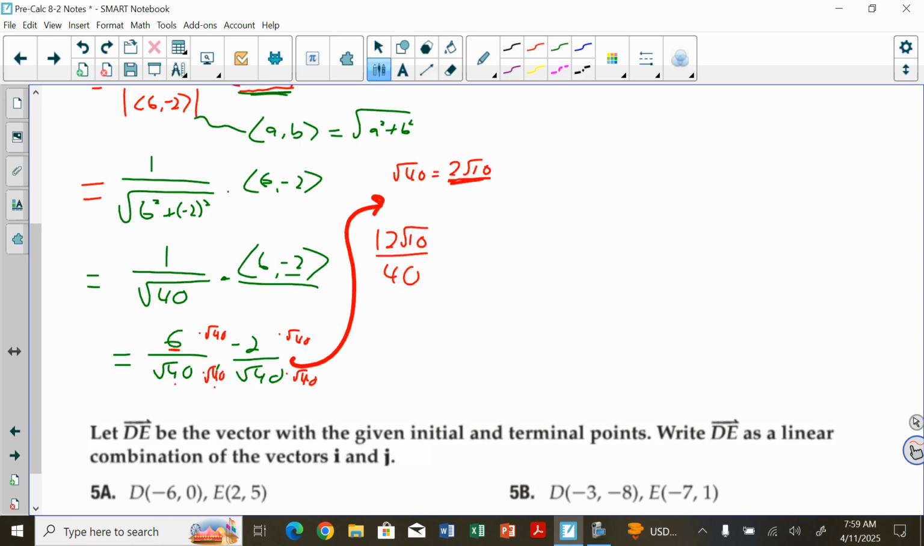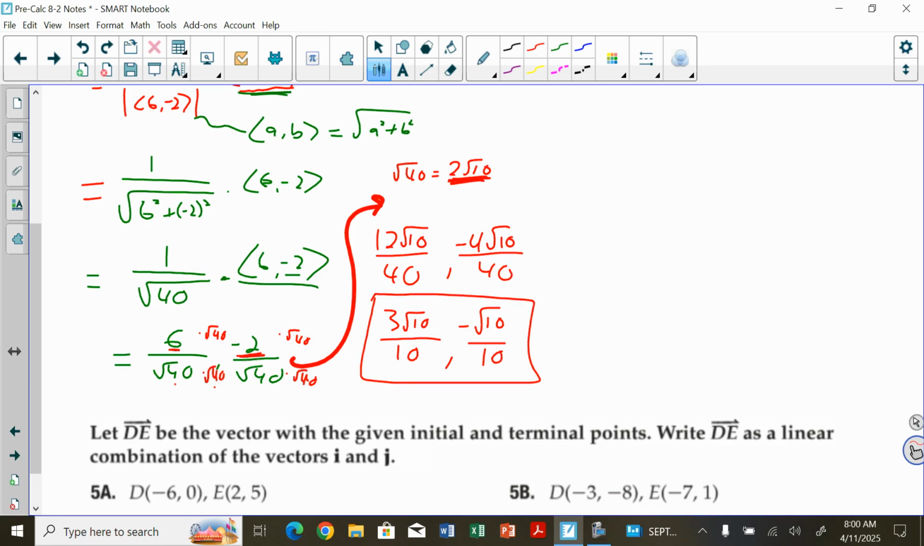Over 40, okay, comma, now I've got this negative 2 here times 2 times the square root of 10, which is going to be negative 4 times the square root of 10 over 40. Now I'm almost done because is there any reducing I can do? Sure, because 4 goes into both of those. 4 goes into 12 3 times, so 3 times the square root of 10. It goes into 40 10 times, so that would be one of them. And the other one, 4 goes into both of those, negative 1, so negative square root of 10. 4 goes into 40 10 times, and away we go. So that would be our unit vector.